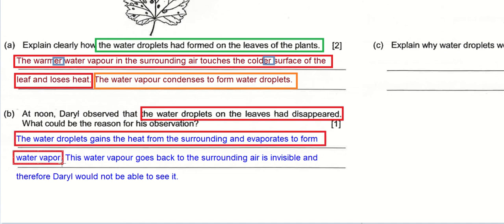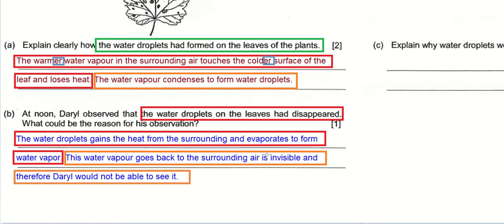So what? If it gains heat from the surrounding, what's the reason for you to use this? The reason is you have to say that this water vapor goes back to the surrounding air, and is invisible, and therefore the arrow will not be able to see it. So the water vapor goes back to the surrounding air, is invisible. I forgot a comma there, so let me try to put a comma there. The surrounding air, is invisible, and therefore the arrow will not be able to see it. Right, so it disappears.